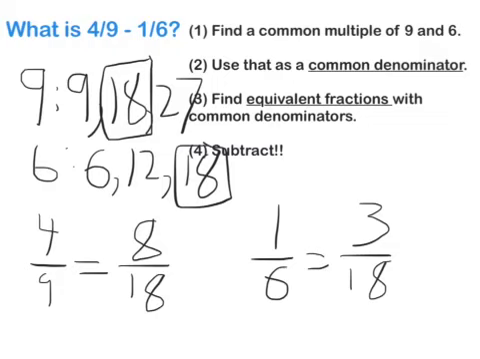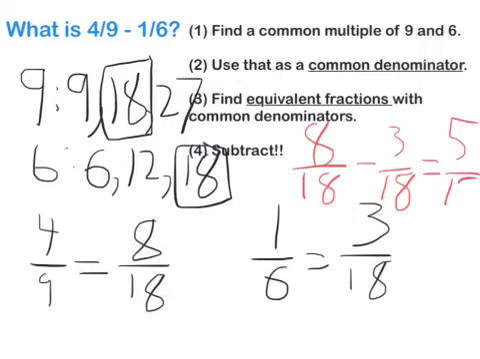Now I'm going to subtract. So I've got 8/18 minus 3/18. If I had 8/18 and I took 3/18 away, I would be left with 5/18. And that is my answer. And you can see if you think you can simplify that fraction or if that is as simple as it gets. Sorry for running out of space on my screen here.